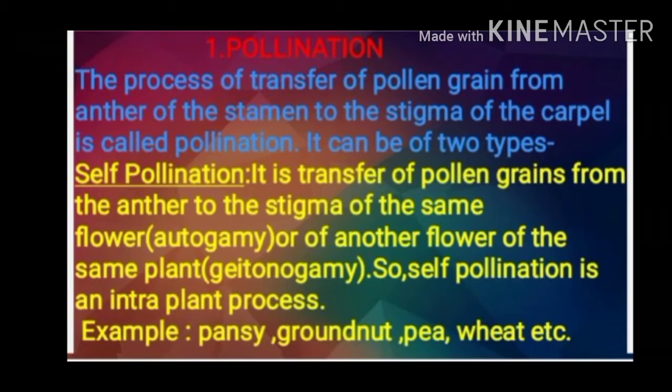Let's start with pollination. The process of transfer of pollen grain from anther of the stamen to the stigma of the carpel is called pollination. It can be of two types.